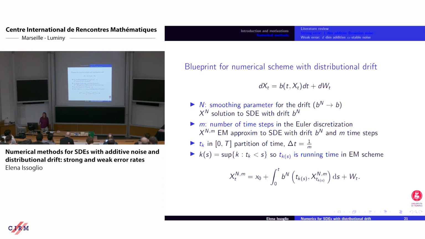And then once you have Bn, and let's say Xn is the solution of that, you then apply an Euler scheme, because then with Bn all is well posed, all is smooth, you can just apply the Euler scheme. So you have the parameter n, which is the smoothing parameter, and the parameter m, which is the Euler scheme parameter. So m is the number of steps in the time interval [0, T]. And then you call t_k the running time. The Euler scheme is really just the standard Euler scheme.